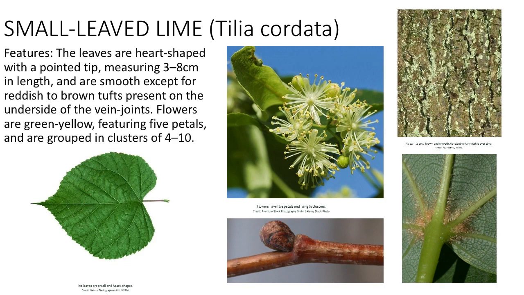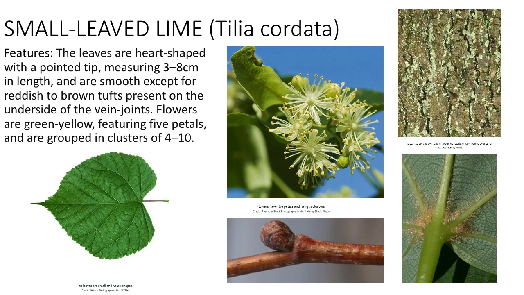It could be possible to confuse this species with common lime, and the way to tell them apart would be that the tufts of hair underneath the leaf, between the vein joints, which is the bottom right photo that you can see here, on the common leaf, those would actually be white.